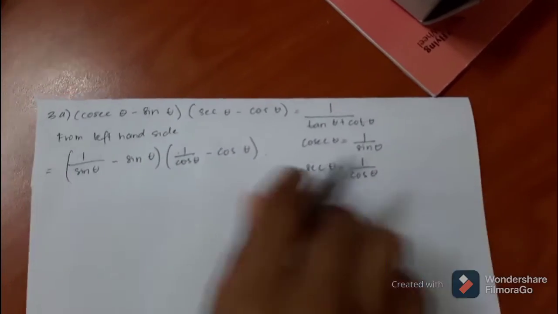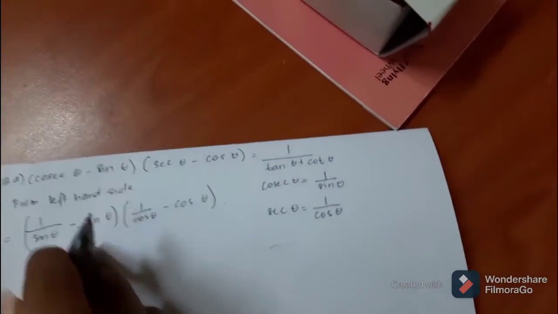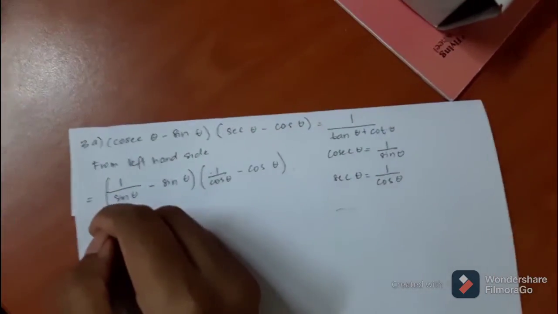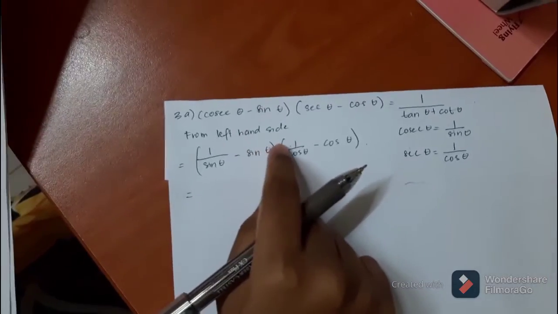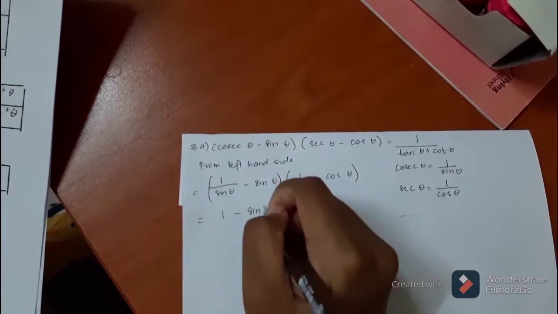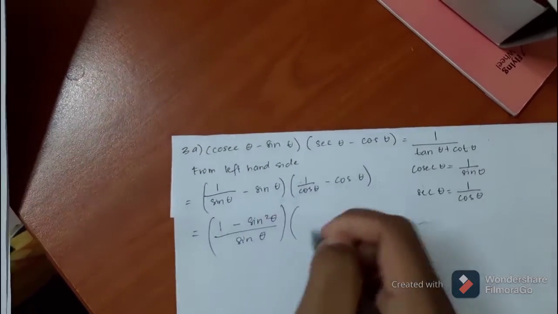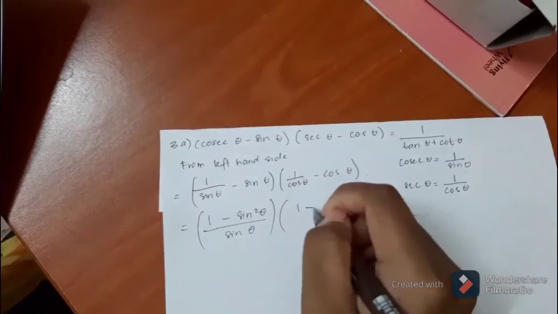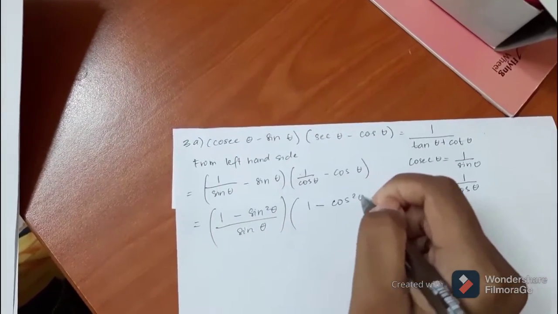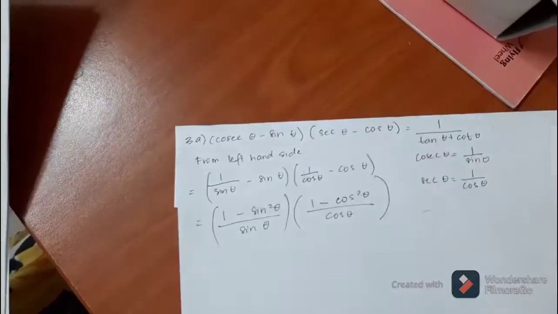As what Fatin said, after we substitute sin theta and cos theta into the equation, we have to make sure the denominator is the same. For that, we multiply this one with sin theta, so it becomes 1 minus sin squared theta over sin theta, while this part becomes 1 minus cos squared theta over cos theta, where we multiply it with cos theta.